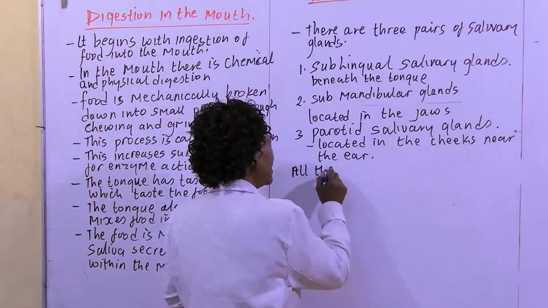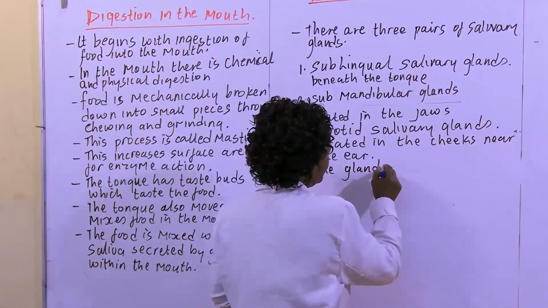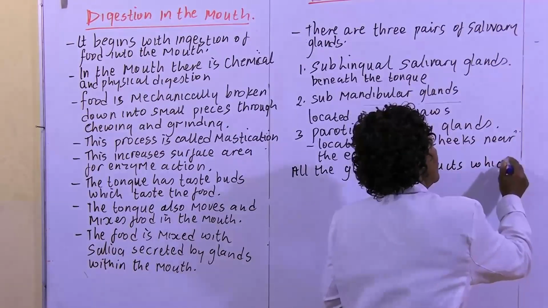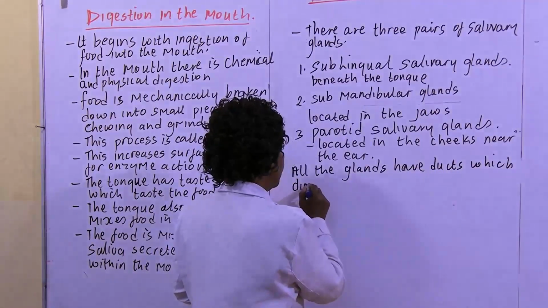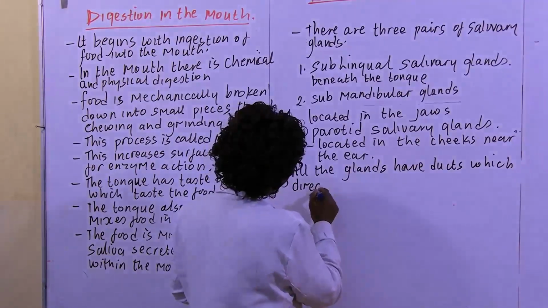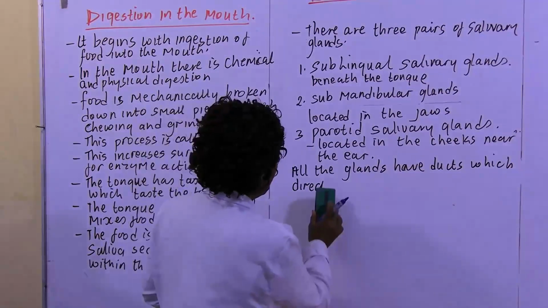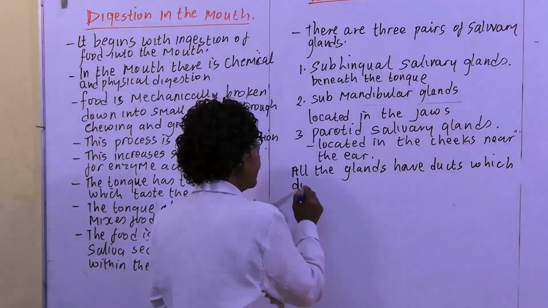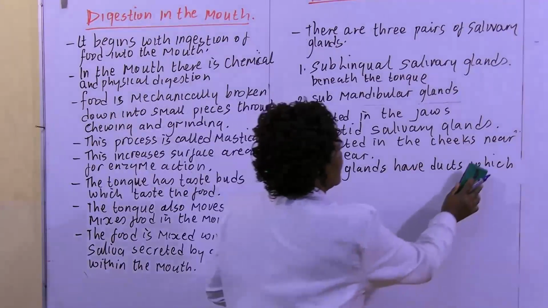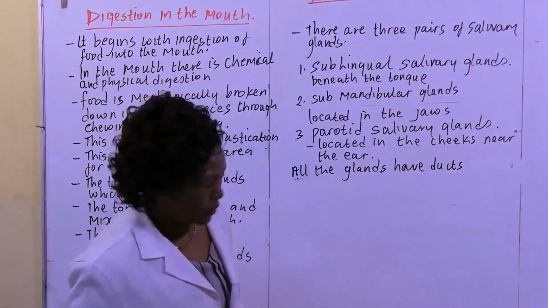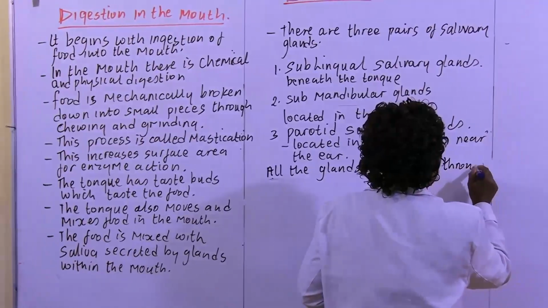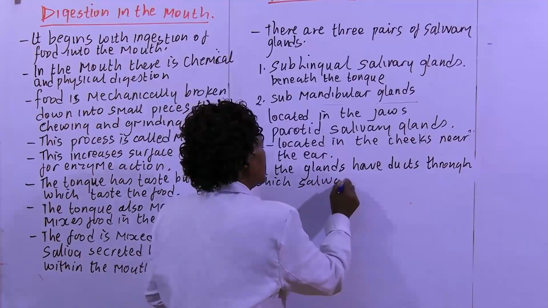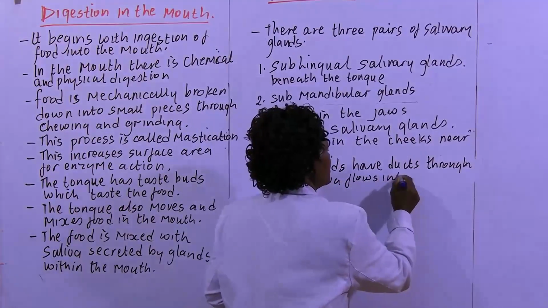All the glands have ducts through which saliva flows into the mouth.